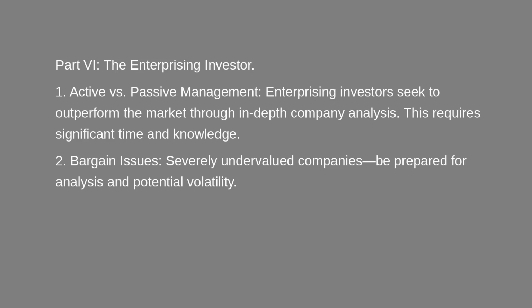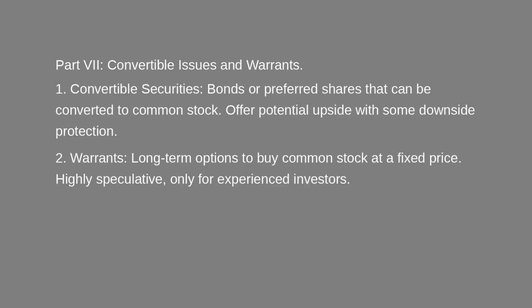Part VII. Convertible issues and warrants. 1. Convertible securities. Bonds or preferred shares that can be converted to common stock. Offer potential upside with some downside protection. 2. Warrants. Long-term options to buy common stock at a fixed price. Highly speculative, only for experienced investors.